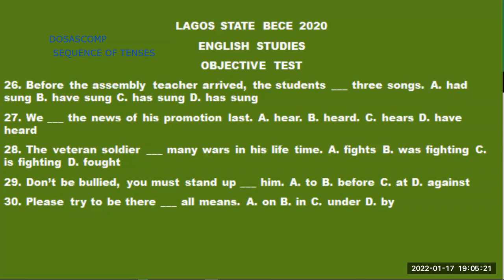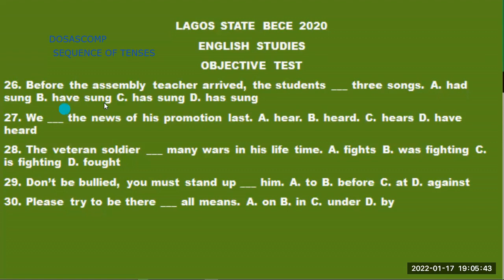S-U-N-G is the past participle of sing. Sing is present, sang is simple past, had sung is the past perfect tense, or what is called the past participle. And that's the one you use when you have a situation of a past in the past. All right, so all other options are wrong.